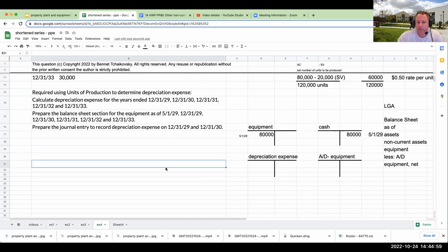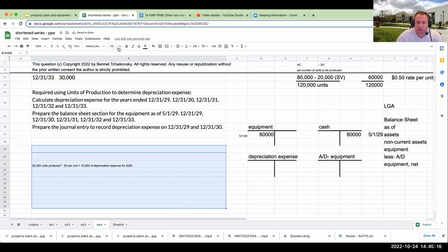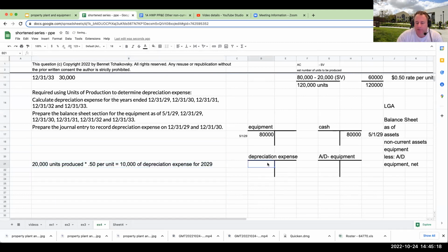So over here, I produced 20,000 units times 50 cents per unit, which is going to be 10,000 of depreciation expense for 2029. So it basically does not matter when we're looking at this. I don't have to multiply this by 8/12. So on 12/31/29, I record 10,000 of depreciation expense and credit accumulated depreciation on equipment on 12/31/29.